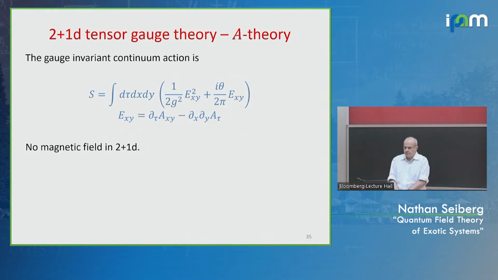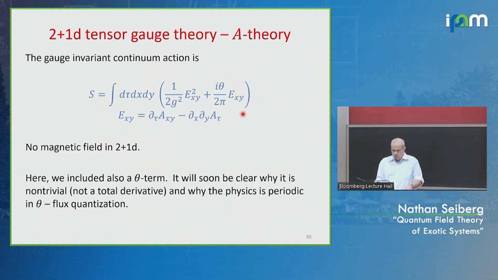Since we are in 2 plus 1 dimensions, there is no magnetic field. So if you're familiar with the U1 gauge theory or electrodynamics in 1 plus 1 dimensions, this is very similar. There is electric field, no magnetic field, and the action has a term electric field square, and there is a theta term. So we included also the theta term, but we need to show that it's not a total derivative, and it's clearly gauge invariant, but it's not a total derivative. That's why it's non-trivial. And furthermore, flux is quantized, and therefore it's 2-pi periodic.